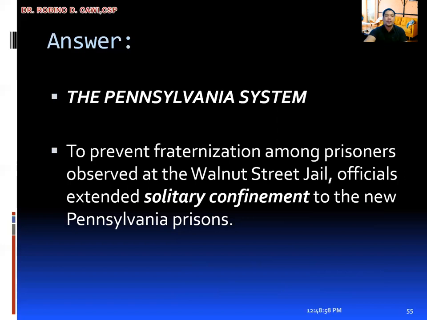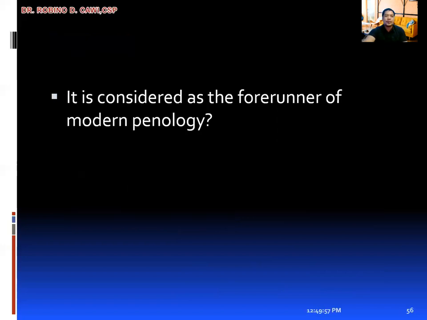I have here another question. It is considered the forerunner of modern penology. When we talk about the modern penology concept, the idea of modern penology is the mixture of institutionalized and non-institutionalized treatment. While it is true that you will keep a person inside the prison for purposes of serving his sentence, there is a recognition that at a certain period of time they could be reformed already.